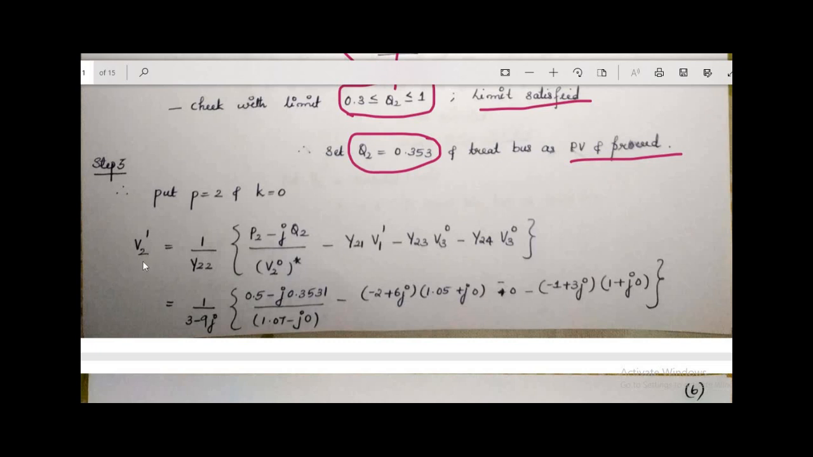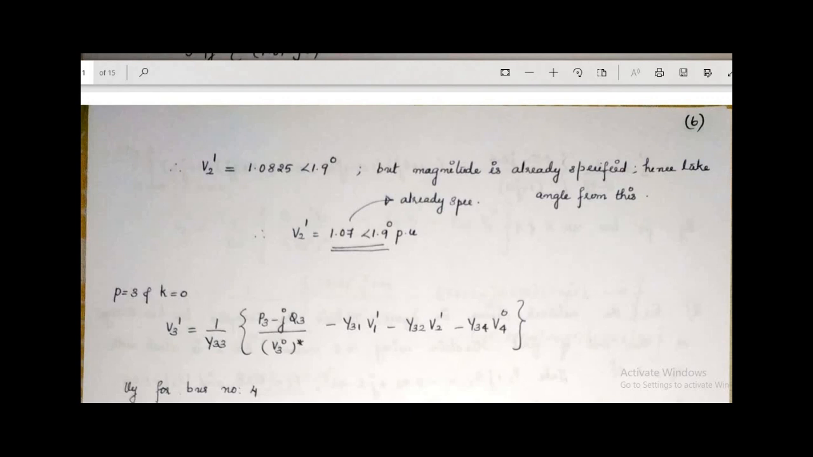Our usual pattern: we calculate the voltage of the second bus as P2 minus jQ2, conjugate form. What is Q2? We substitute this Q2, and finally you get the voltage of the second bus. Once you get this value, do we take this magnitude? No, we will not take this magnitude. We can ignore it, because the magnitude is already specified as 1.07. So why do we need to take this as a magnitude? We take the already specified value as the magnitude, but we take the angle. So this is the voltage of the second bus.